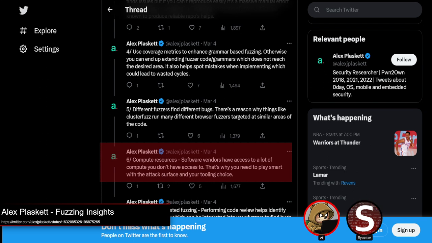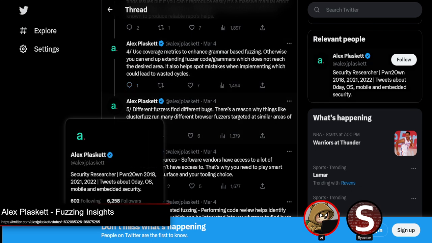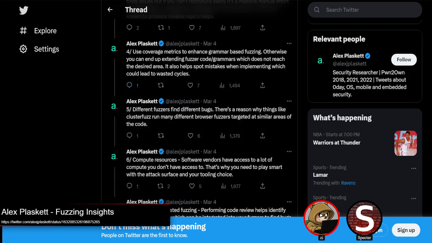Yeah. And actually, number six talks specifically about that: compute resources, software vendors having access to a lot more compute than you as an individual may. So you have to be smarter, not just about having your secret sauce, but about what attack surface you're actually looking at. And tying in to the last topic, different fuzzers find different bugs.